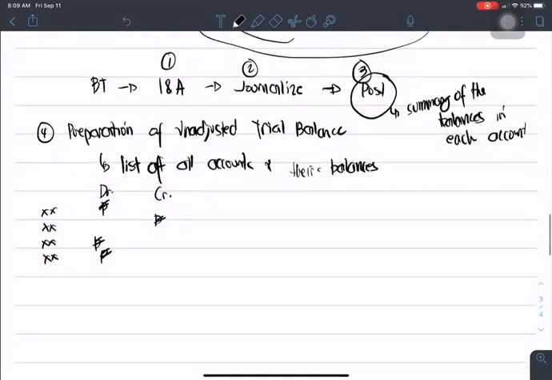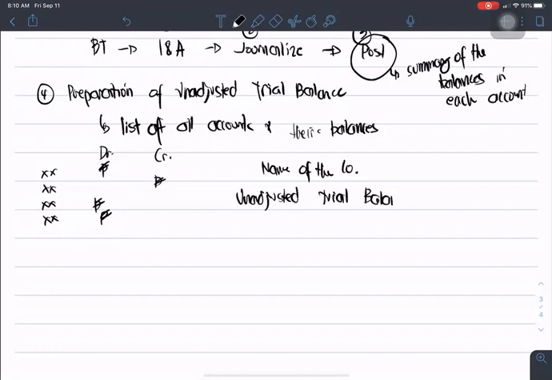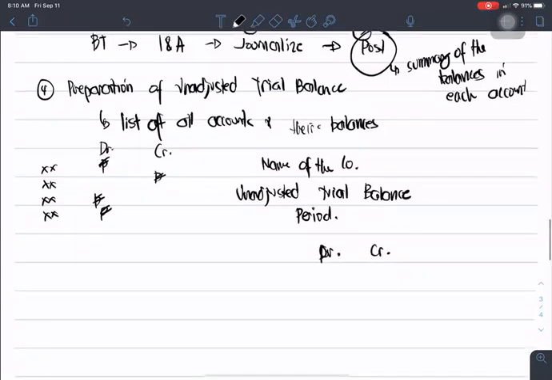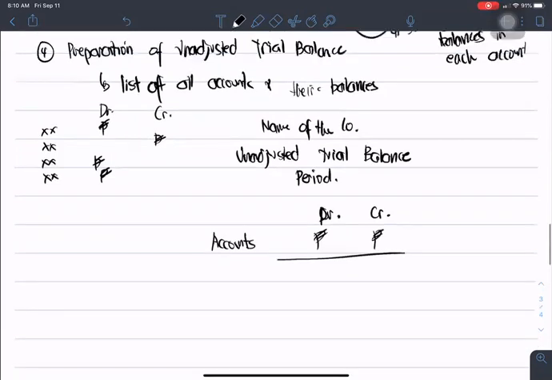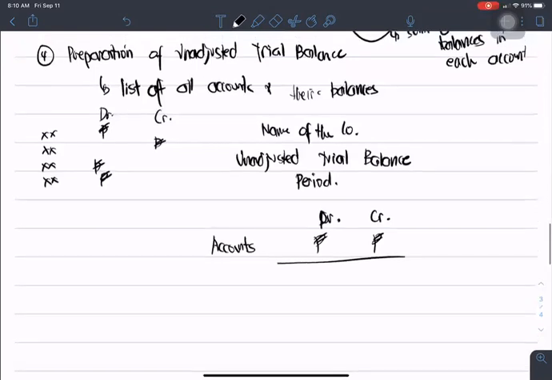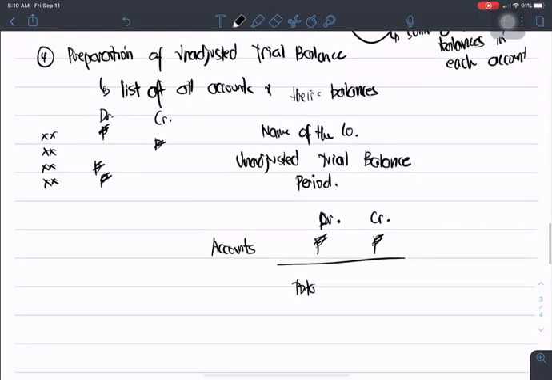So normally, how do we prepare an unadjusted trial balance? We prepare it first by having a heading. The heading is the name of the company or the business. And then we have the particular report that we are preparing, which we call your unadjusted trial balance. And then we have your period. And then you list debit, credit, the different accounts and their balances. And then you total it. So at the end of this particular step, your total debit must equal your total credit.